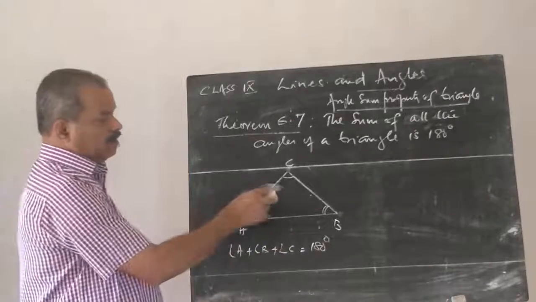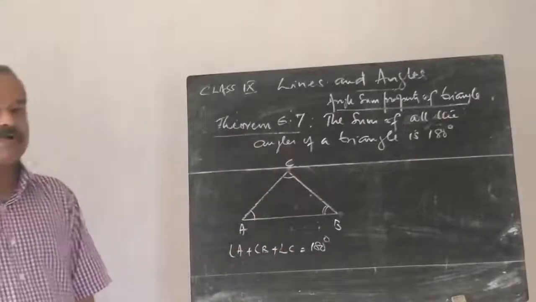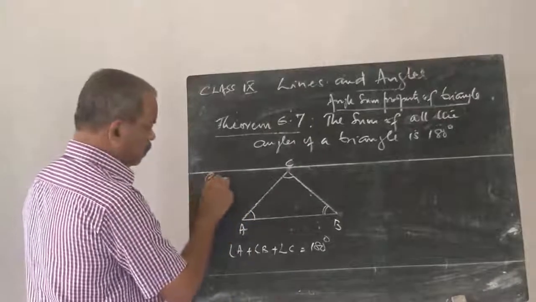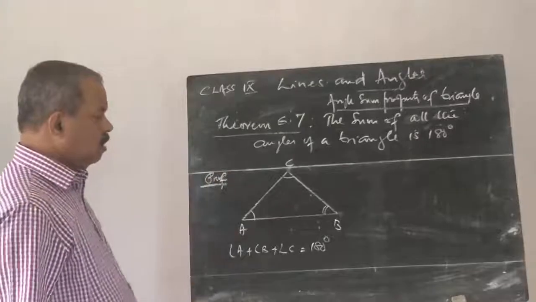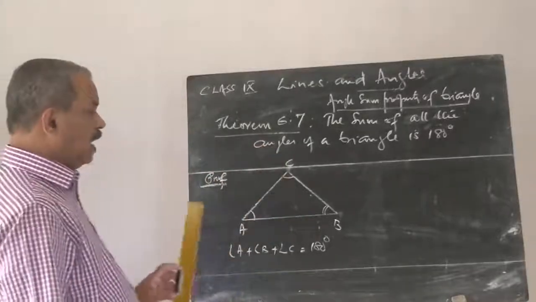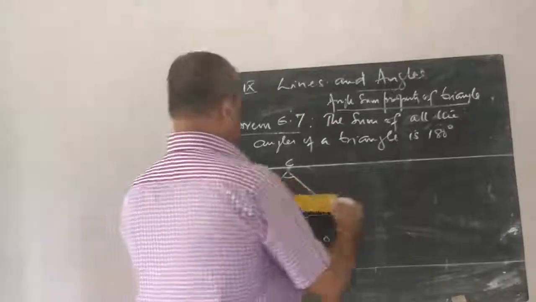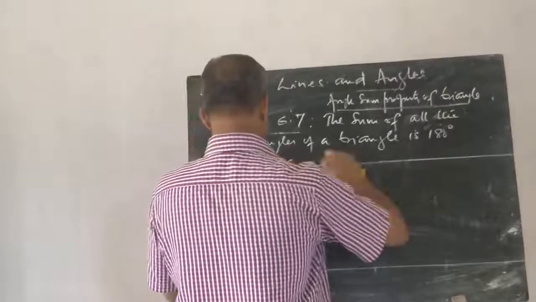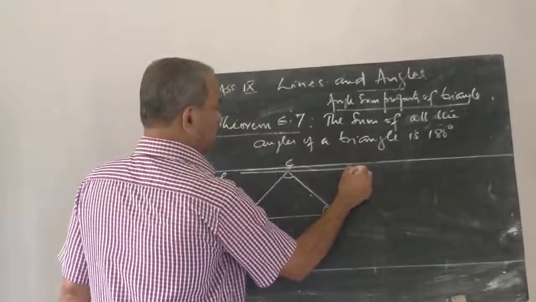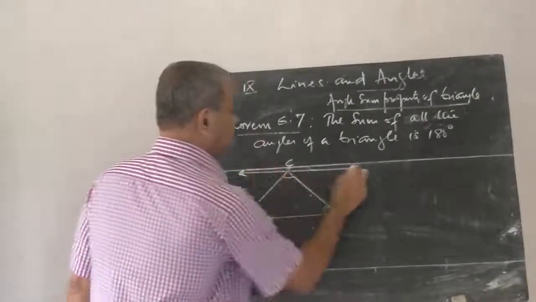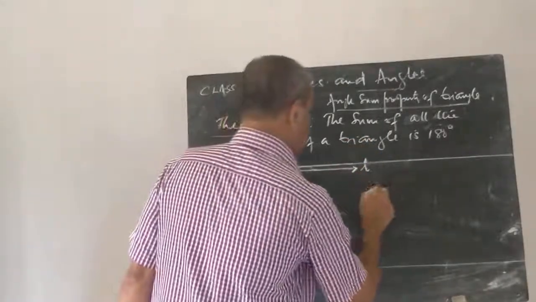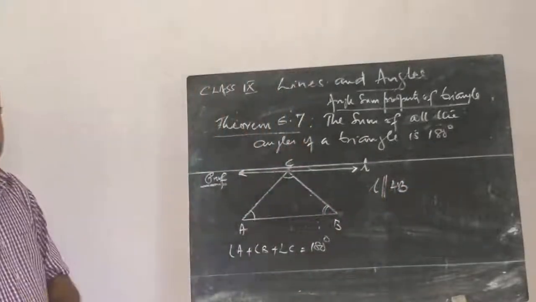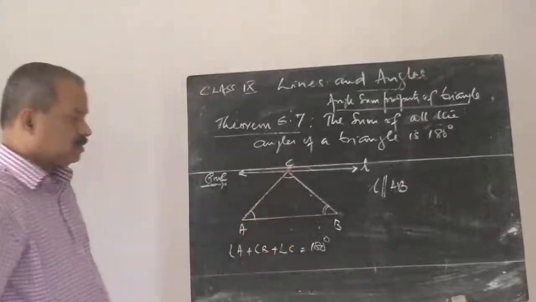Now we can prove this result using the properties of parallel lines. To prove the result, consider this figure, triangle ABC. Draw a line parallel to AB through C. Line L. Line L is parallel to AB. These two are parallel lines.